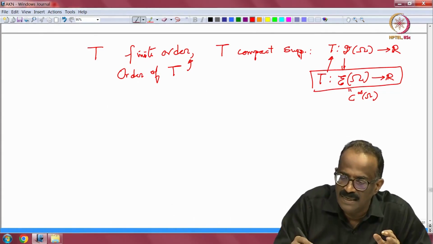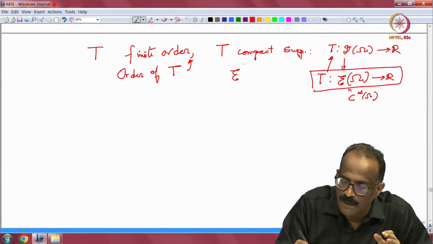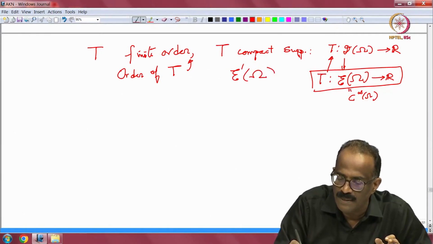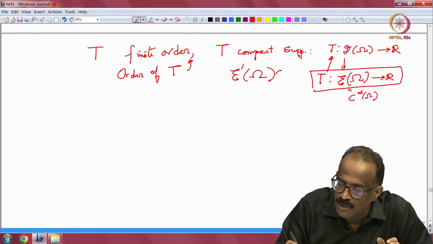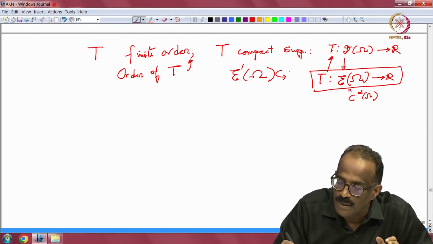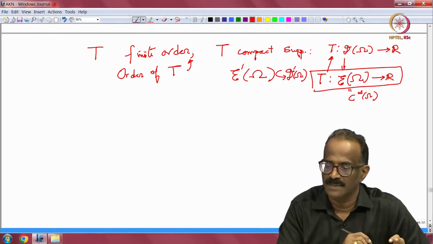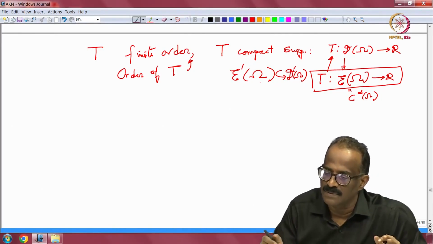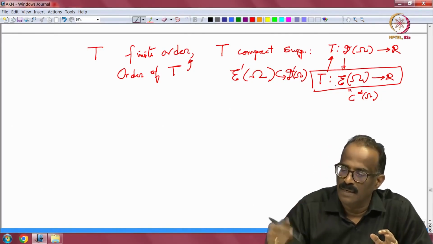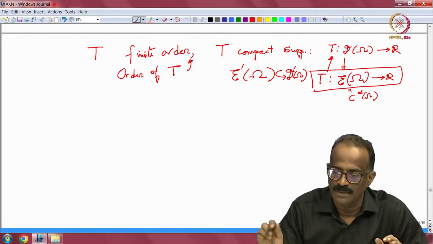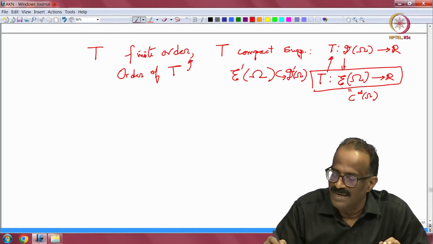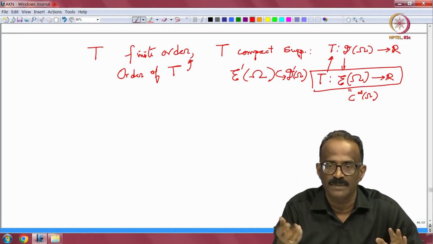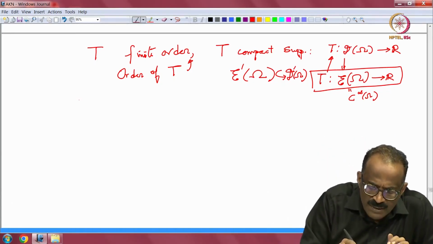So that essentially means that distributions with compact support can be identified with E prime of omega. Since D of omega is contained in E of omega, and you also have a topology, with that topology you also have this inclusion. If phi converges to 0 in D of omega, then it converges to 0 in E of omega. Because E of omega is a bigger space, E prime will be a smaller space. So we will see one more theorem.